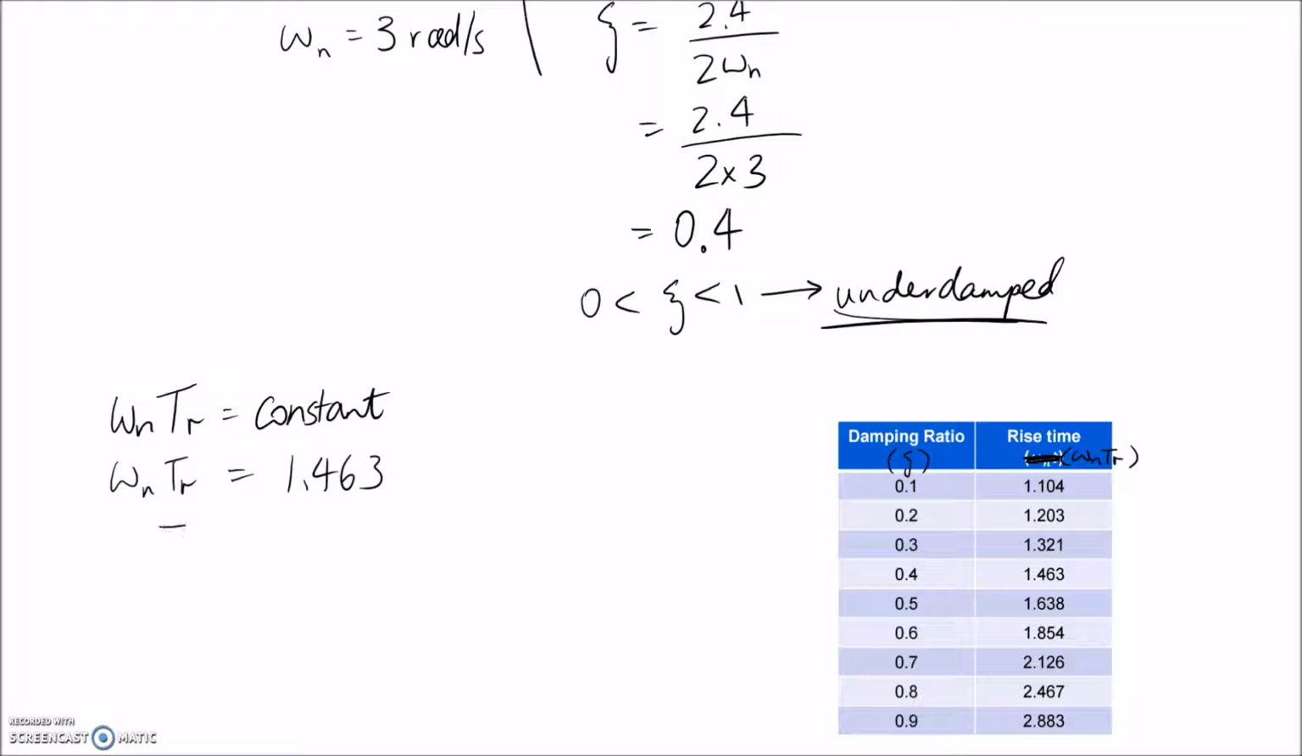So now we can rearrange and substitute in. We just worked out that omega n was equal to 3. So we end up with a rise time of 0.488 seconds.